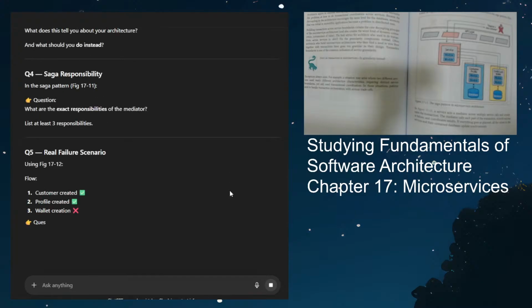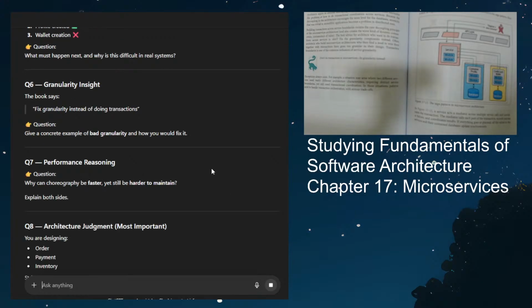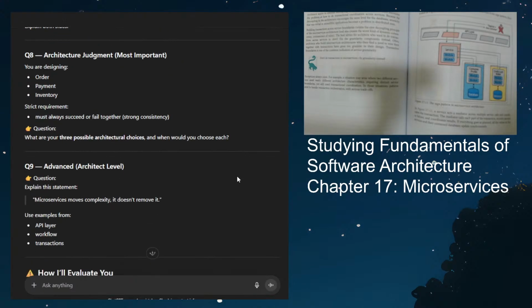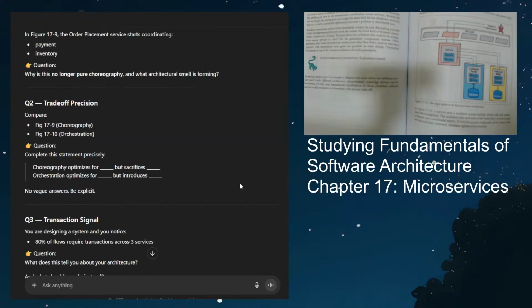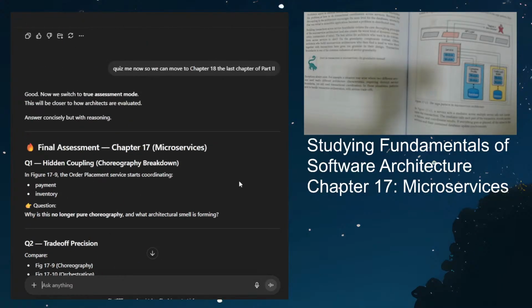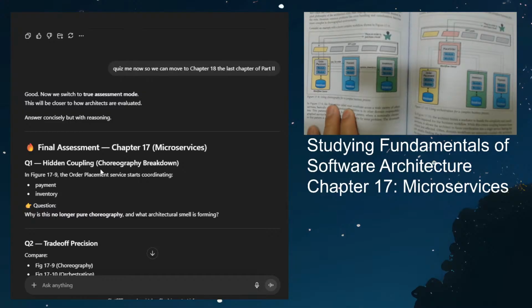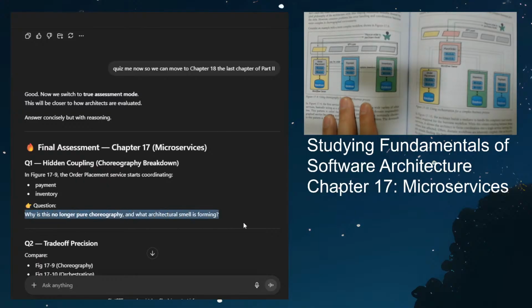Ako, 5 lang sana. Please, 5 lang. Oh shit, 8 questions. Pero I'll answer this one later na lang. Figure them in the order placement service starts coordinating payment. Why is this no longer Burger Gabi and what architecture smell is forming? Maintindihan siya eh. Parang it's drifting towards SOA. Orchestration siya. Local orchestration siya. It's like forming an orchestration.